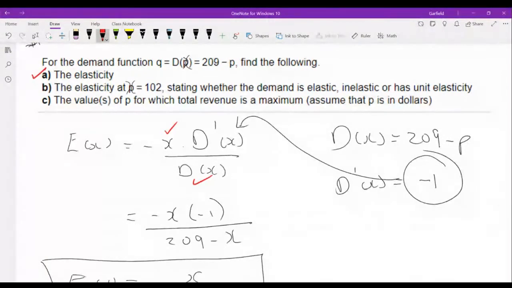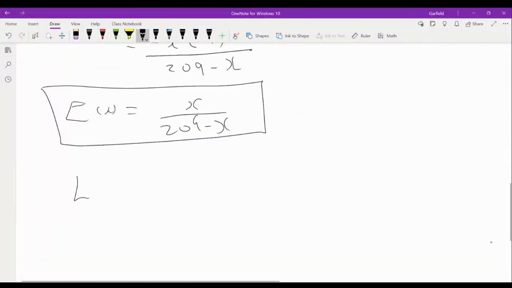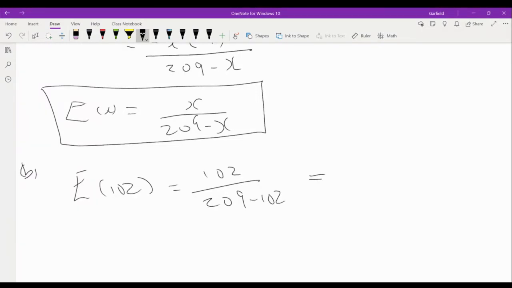Now part B says find the elasticity at x is equal to 102. State whether it's elastic, inelastic, or unit elasticity. So we're going to plug in 102 here. So we're finding E of 102. So it's 102 over 209 minus 102. What do we get for that? And they want the answer as a fraction, so leave it as a fraction. So that'll be 102 over 107. Does anyone agree with that?